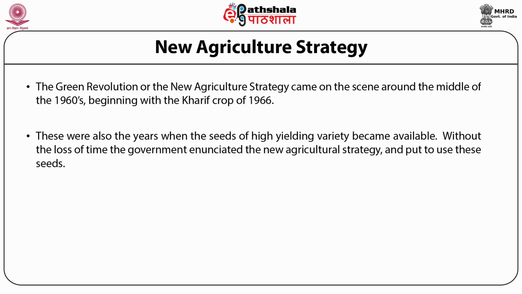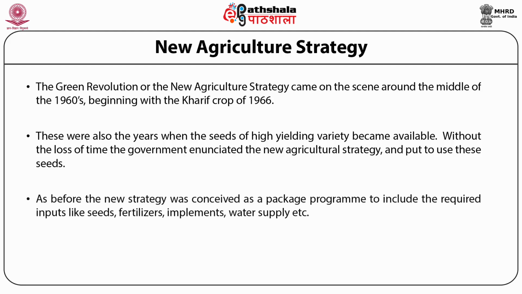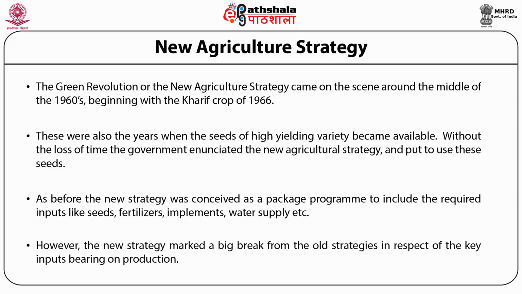The earlier strategies of IADP, the Intensive Agriculture District Program, and IAAP, the Intensive Agriculture Area Program, which were concerned with increasing production of traditional crops based on farm seeds, were replaced by the new technology. As before, the new strategy was conceived as a package program to include the required inputs like seeds, fertilizers, implements, water supply, etc. However, the new strategy marked a big break from the old strategy in respect of the key inputs bearing on production.